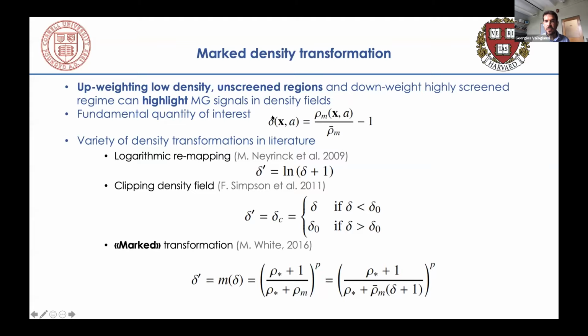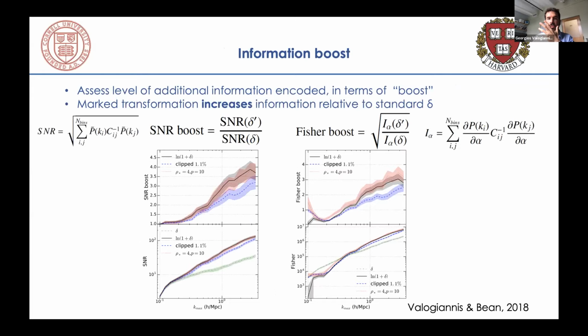And we consider different transformations of it that have been proposed, and also considered a new one that is called the marked transformation. To make a long story short, because I'm running out of time, we found that by applying these smart and simple tricks, one can design novel statistics that allow us to more confidently differentiate between different models of gravity when we look out into the universe.